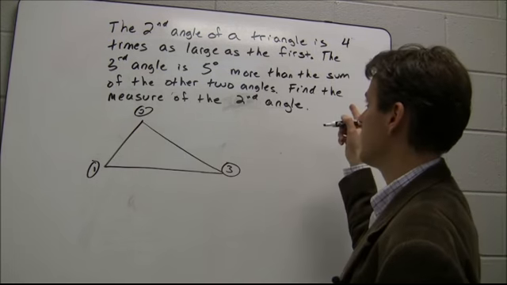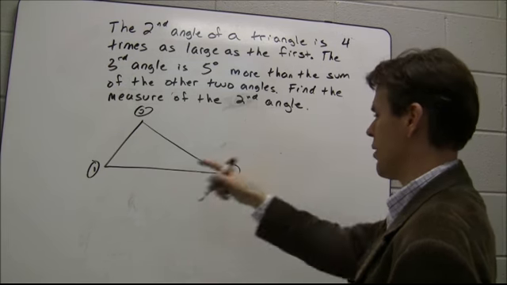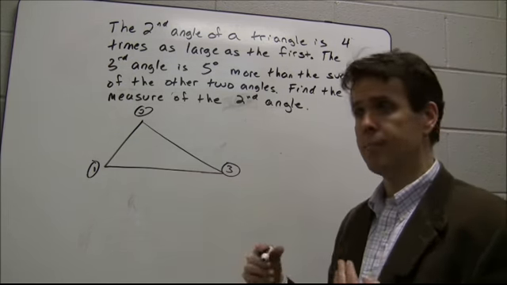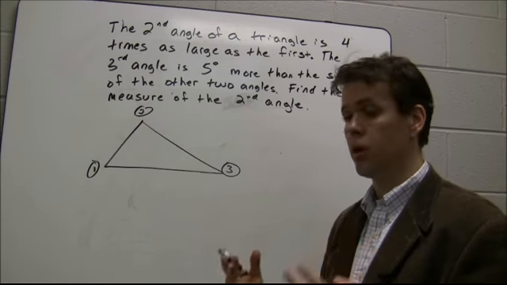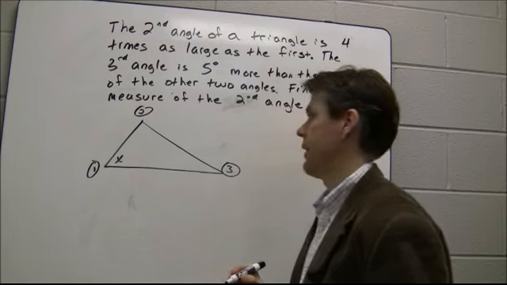Okay, so the second angle of the triangle is 4 times the first. The third is 5 more than the sum of the other two. So we don't know anything about the first angle, do we? And that's usually where I start. Where do I start with my unknown? I'm going to call that an x. We have no knowledge about that angle.